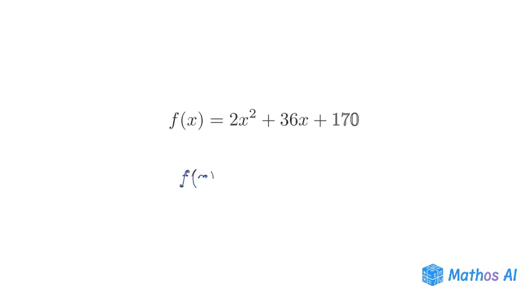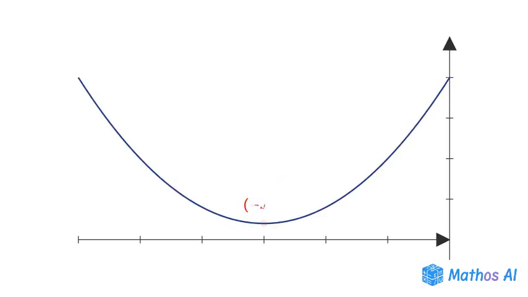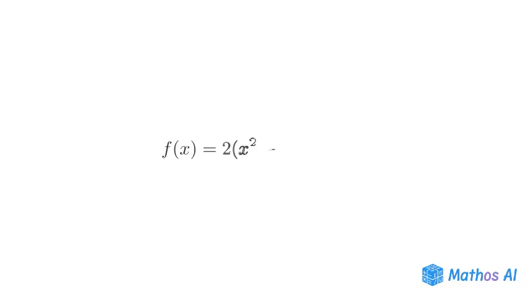Our goal is to transform this standard quadratic equation into its vertex form, which looks like f of x equals a(x - h) squared plus k. Think of it like finding the exact peak of a roller coaster track. The vertex form tells us exactly where that peak is and what its height is. First, we factor out the coefficient of x squared, which is 2, from the first two terms. This sets us up for the next step.